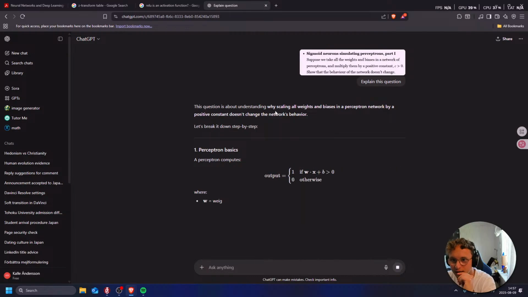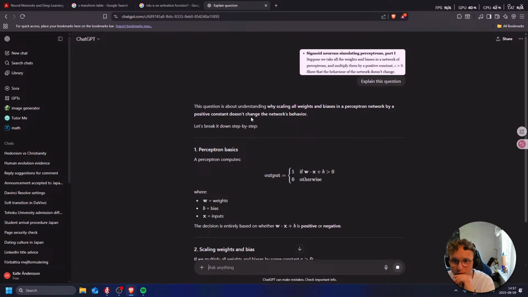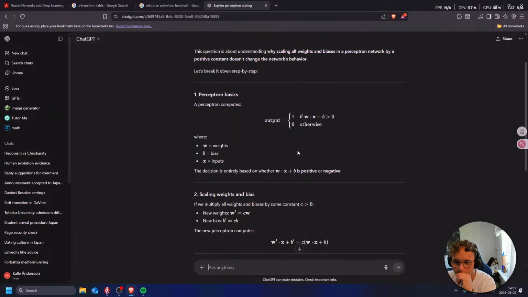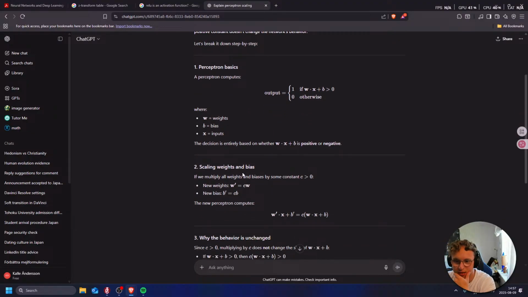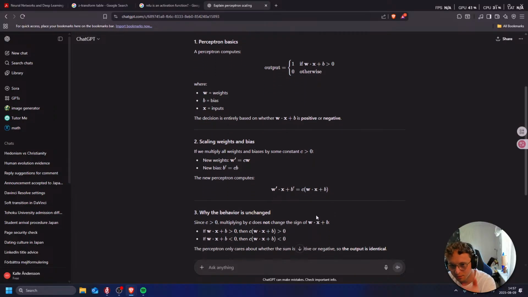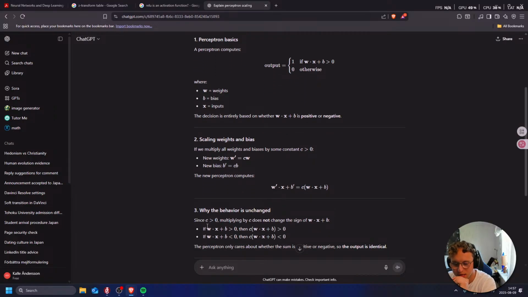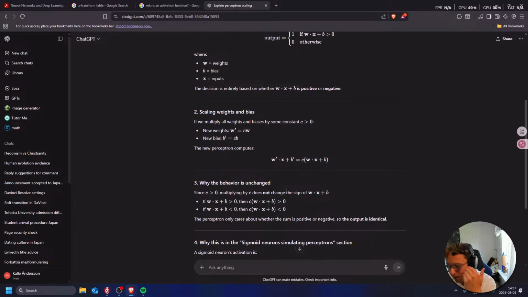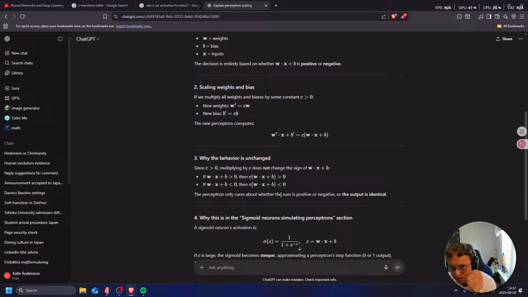This question is about understanding why scaling all weights and biases in a perceptron network by a positive constant doesn't change the network's behavior. The output is either 1 or 0. That's perceptron basics. So that is very true. If we scale the weights, we multiply with the weights, so this is basically what it looks like. That is what I said before. Why is the behavior unchanged? Since c is greater than 0, multiplying by c doesn't change the sign. That's a good thing. If it were less than 0, it would be a problematic situation.